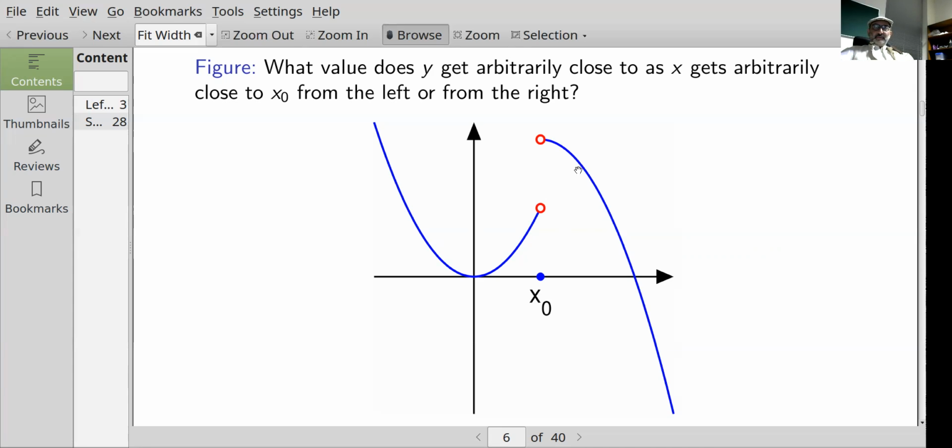But if you were going from the right, the function values would be tending towards the height of this upper red circle. And if you're coming from the left, the function's values would be tending towards the height of this lower red circle. So the left-handed limit exists. It's the height of this lower red circle. The right-handed limit of f of x exists. It's the height of this upper red circle. And the function value at x naught is neither of those. Okay? And the regular limit does not exist.